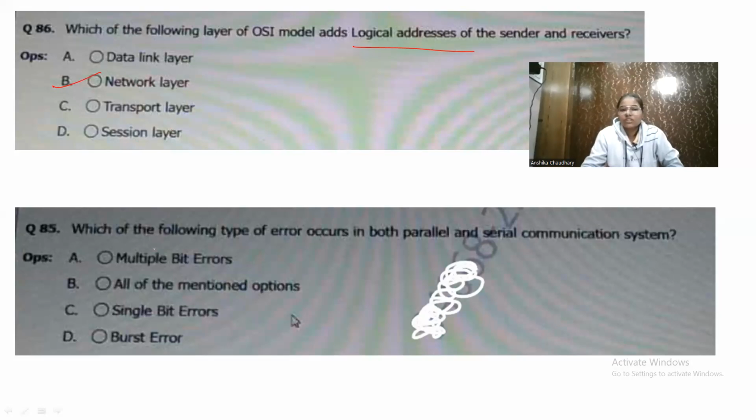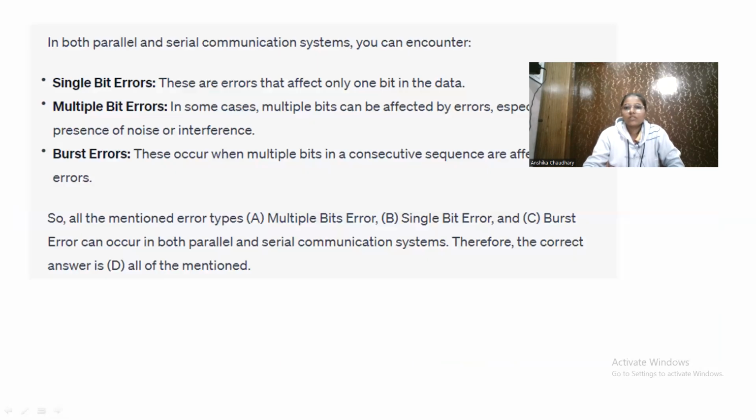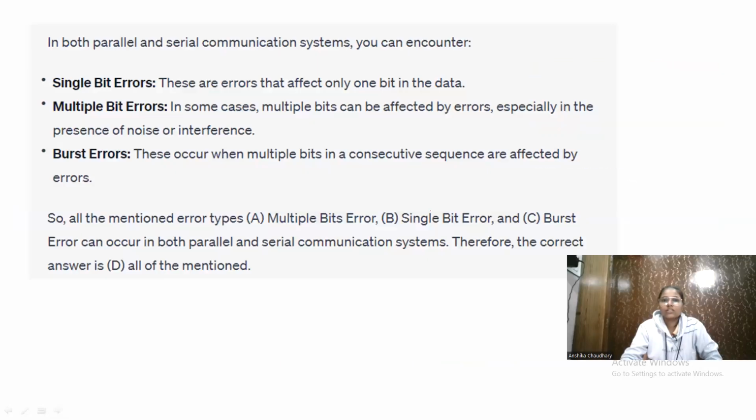The next question is, which of the following types of error occurs in both parallel and serial communication systems? So all of the mentioned options, multiple errors, single bit error, burst error, all the kinds of errors occur in both parallel and serial communication. Now, what is the explanation of this? You can read out the explanation from here. I got this from ChatGPT. Okay. So this is the explanation of the previous question.